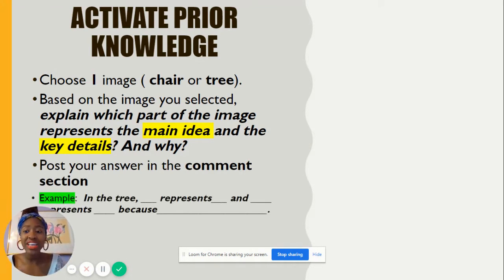All right, now here is an example. It says, let me see if I can move myself.